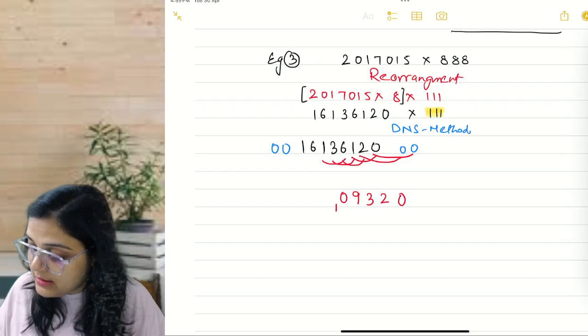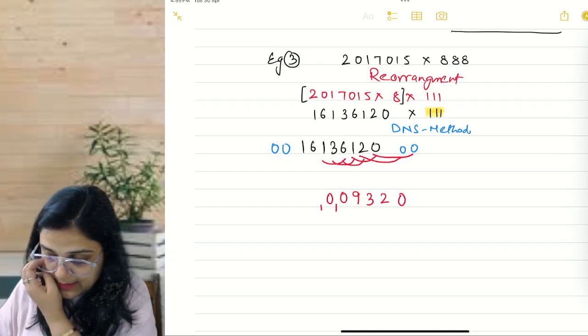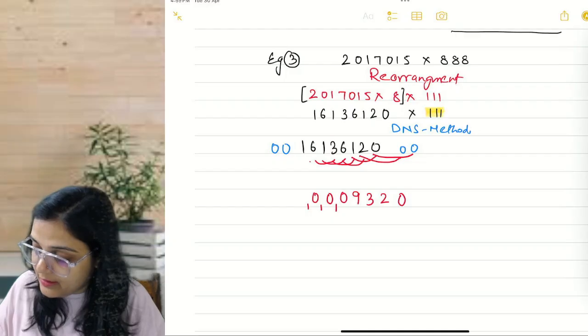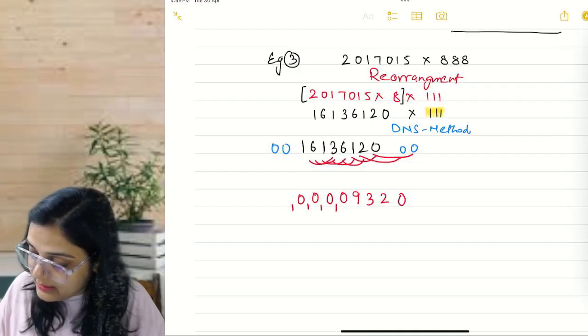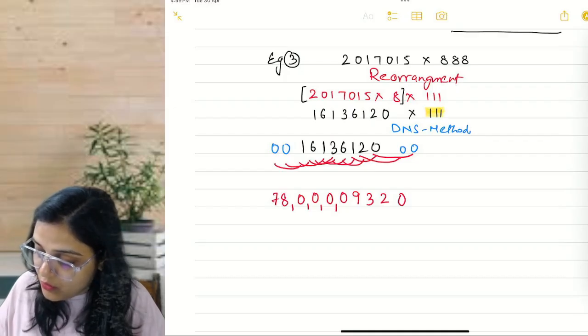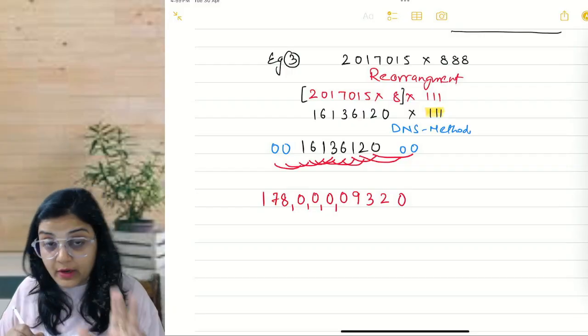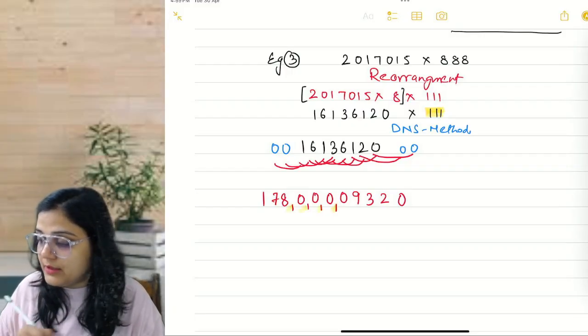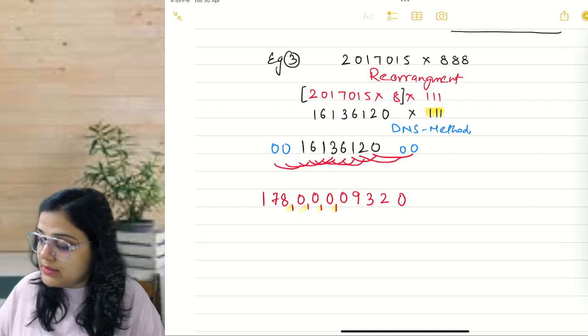Adding next 3, again 10, 1 is a carry. Adding next 3, again 10, 1 carry. Next 3, again 10, 1 carry. Next 3, 8. Next 3, 7. Next 3, only 1. Alright. So again you have 1, 2, 3, 4 carries. So let us balance the carries.